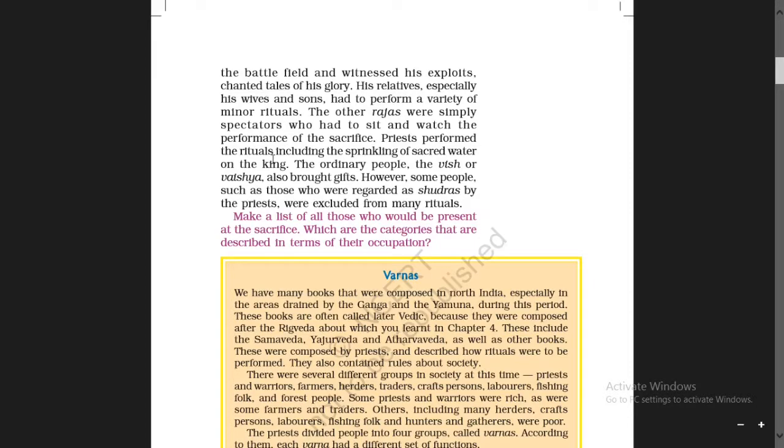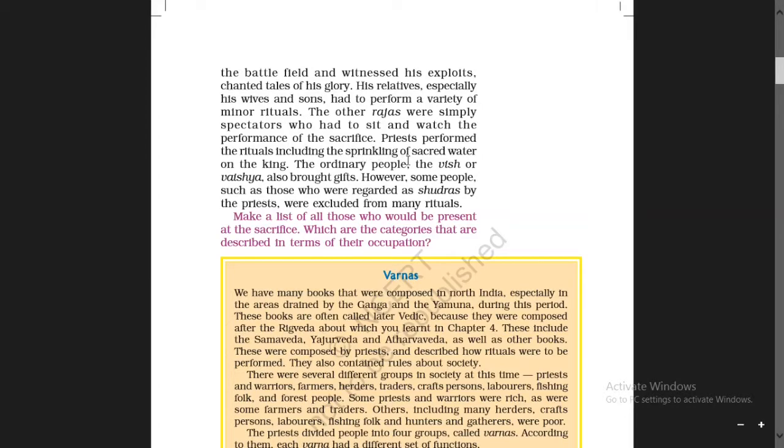Priests performed the rituals, including the sprinkling of sacred water on the king. It is the priests' duty to perform the rituals, and these priests used to sprinkle sacred holy water on the king.